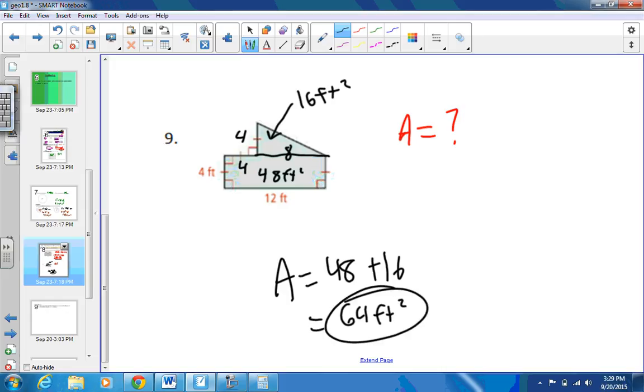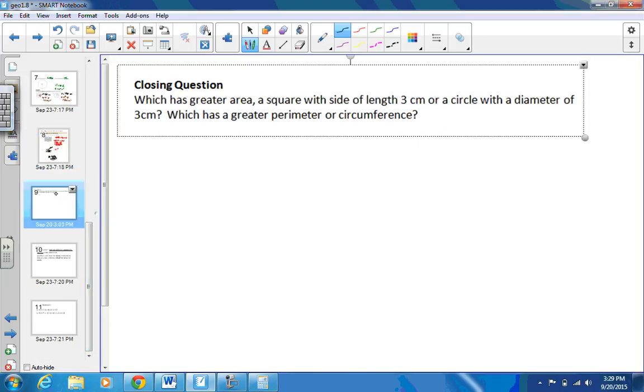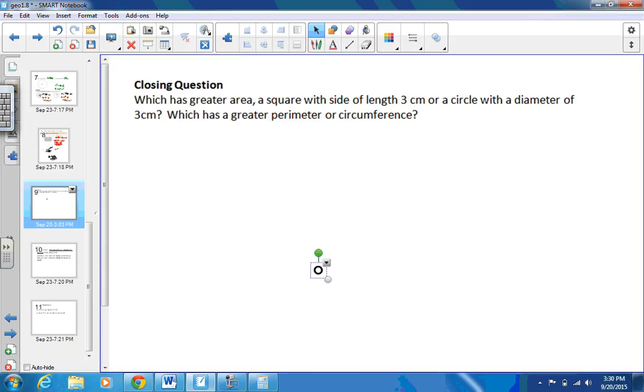Alrighty, so that is our little bit of geometry dealing with area, circumference, and perimeter. It looks like we have one closing question that I'd like to take a look at. It says, which has greater area? A square with side length of 3 centimeters, or a circle with diameter of 3 centimeters. I don't know which one has a greater perimeter or circumference as well. So you gotta know what is what.